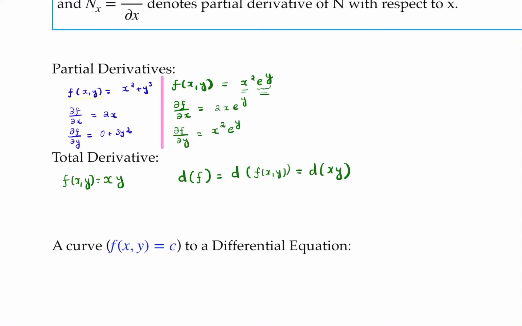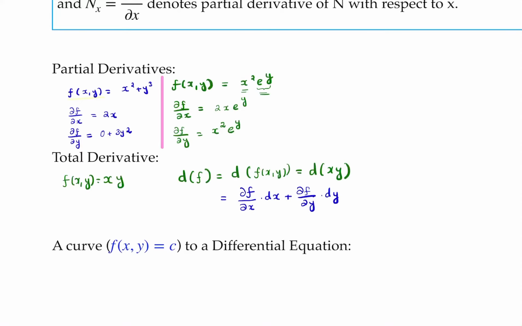Now you look at the variables that we have, and the way we write the total derivative is generally the following. Since it's a two-variable function, this would be equal to the partial of f with respect to x times dx plus the partial of f with respect to y times dy.